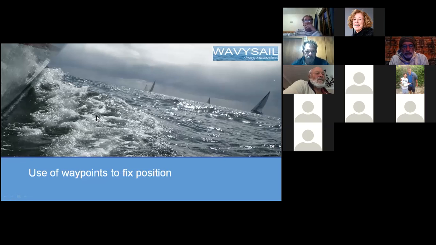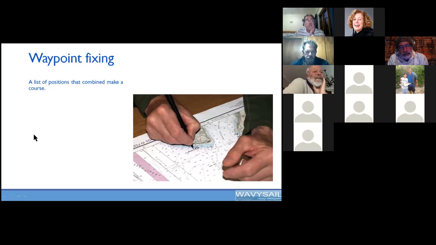Waypoints. Waypoints is basically a list of positions that combine together make up a course for us. We want to go between A and B. We give ourselves a list of positions that we want to go, and we get ourselves a course.